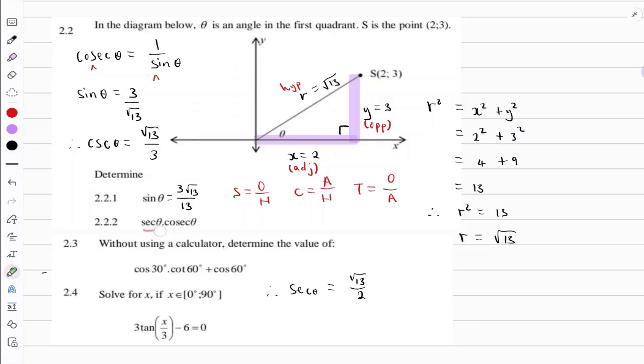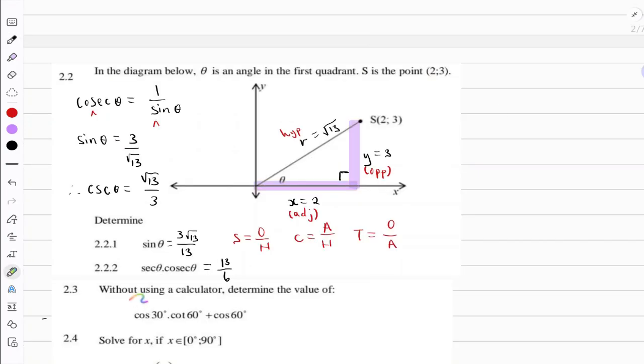So now we can evaluate this whole expression by multiplying the two terms. That is multiplying cosec theta by sec theta. So we can say sec theta multiplied by cosec theta should be equal to: sec theta is root 13 over 2 and cosec theta is root 13 over 3. So this is equal to 13 over 6.